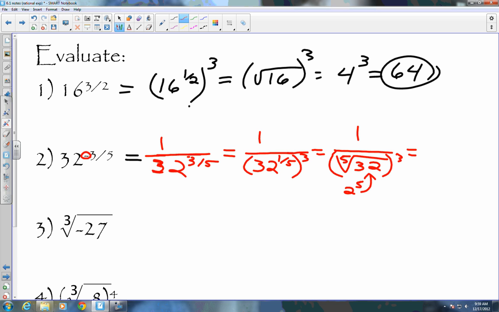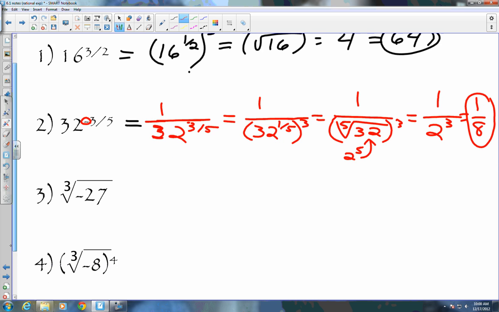So this would be 1 over 2 to the third. What's 2 to the third? 1 over 8. Okay, so break it into parts. Do it one piece at a time. If you try and do it all at once, you're going to confuse yourself. There's not an easier way to do this?